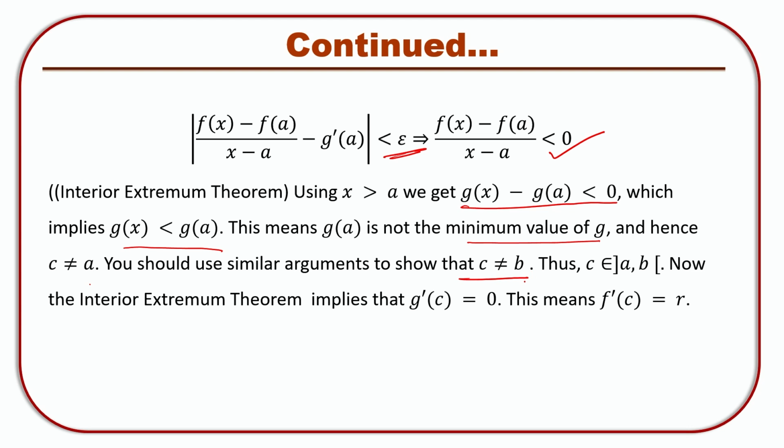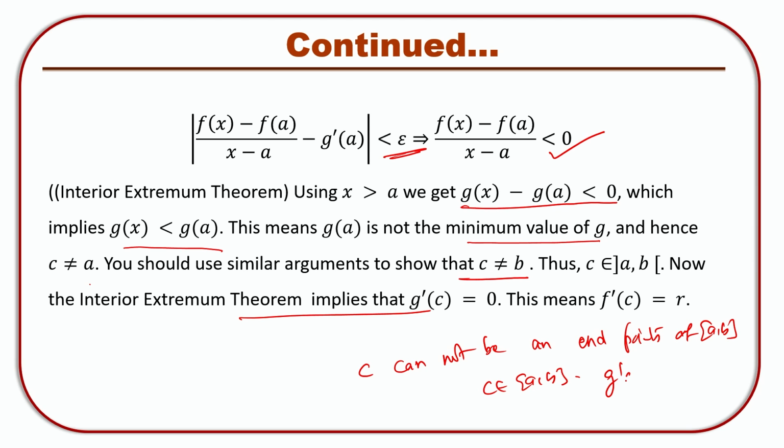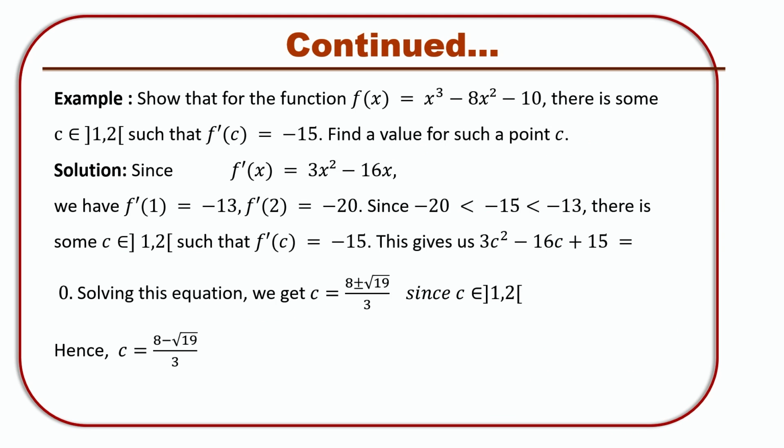Similarly, c is not equal to b. So c cannot be an end point of the closed interval [a, b], and that means c must lie in the interior of the interval. Now the interior extremum theorem implies that g'(c) is equal to 0, and that means f'(c) minus r is equal to 0. So f'(c) equals r. That is the proof of another form of the Darboux theorem.